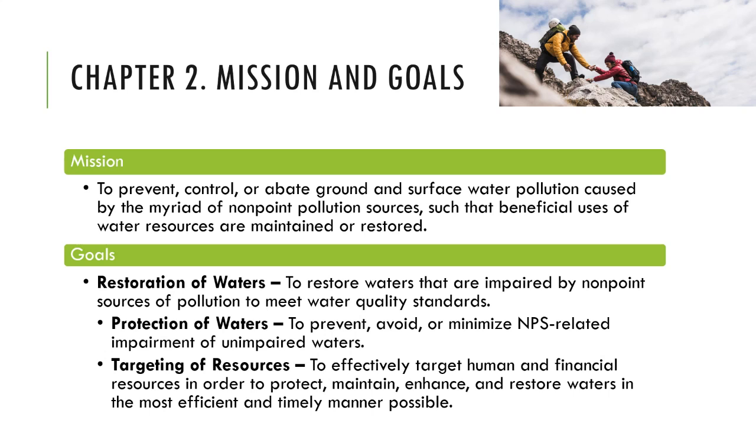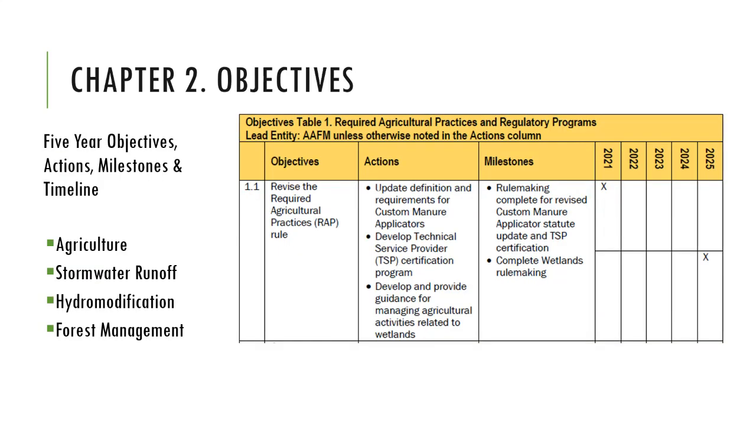And then the last large overarching goal, targeting of resources. That's like prioritizing. Let's prioritize where we put our limited human and financial resources. That's the third large goal or theme of the document. So chapter 2, objectives.